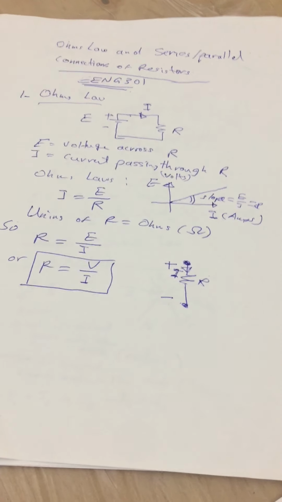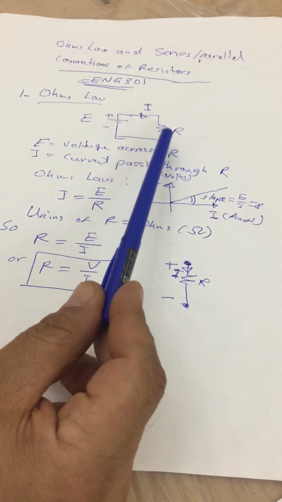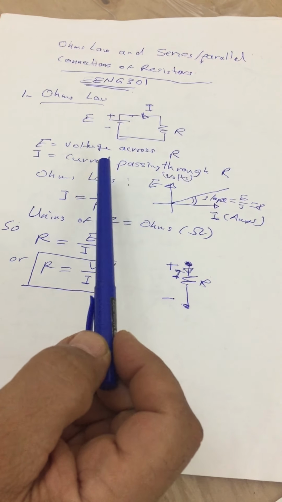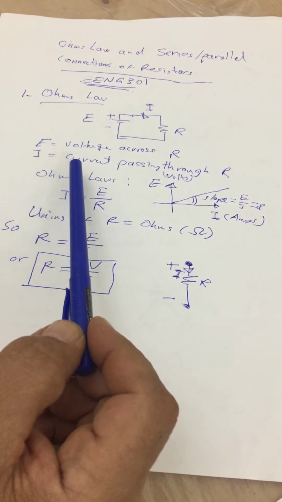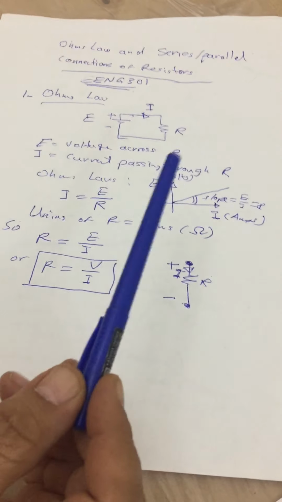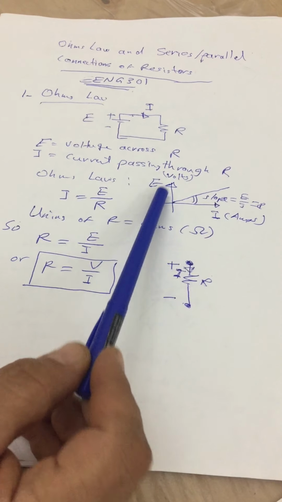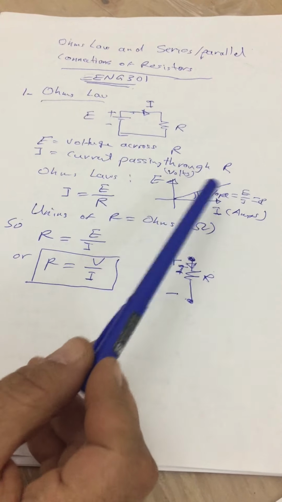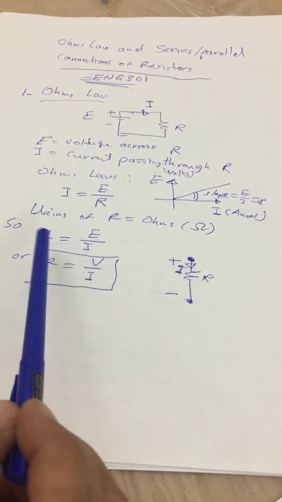First, if we apply a voltage source across a resistor R, then there will be a current passing through R, dictated by Ohm's law. So E is the voltage across R. The current will pass through R of value I, and if we draw the relationship between the current and the voltage, we'll find it's linear. The slope of that relationship is equal to R, E over I equal to R.